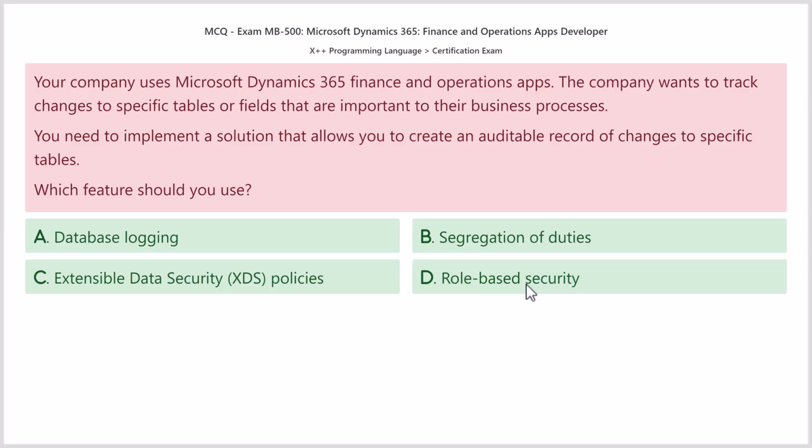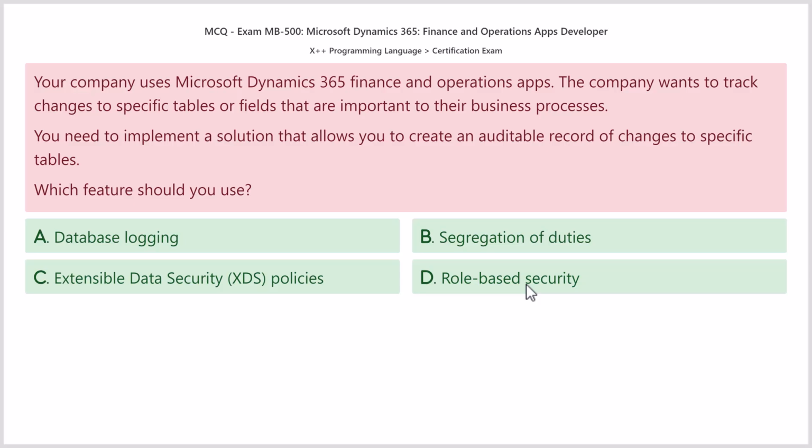Why database logging? Because database logging in Dynamics 365 Finance and Operations is used to track changes on create, on update, and on delete to specific tables and fields. It maintains a historical log of changes that can be audited later. It helps with compliance, data integrity, and troubleshooting.